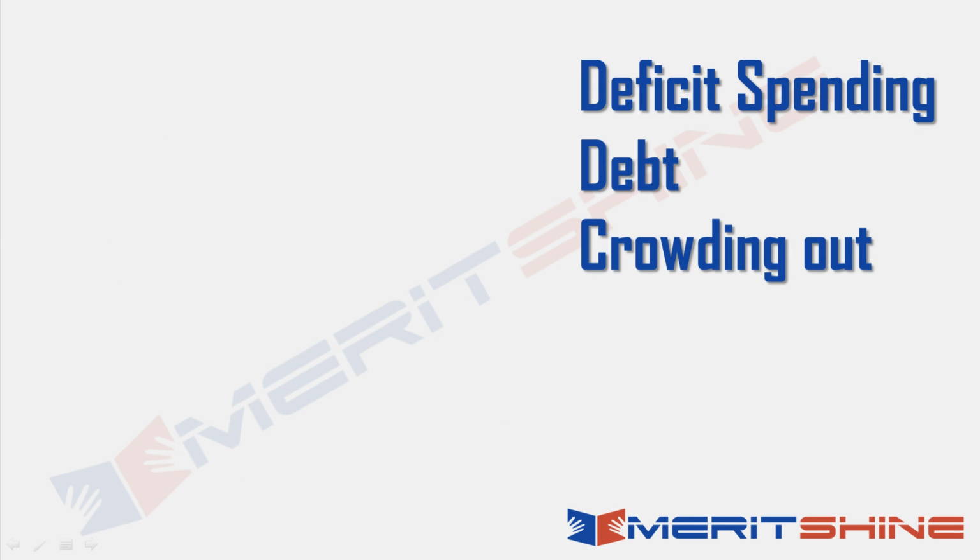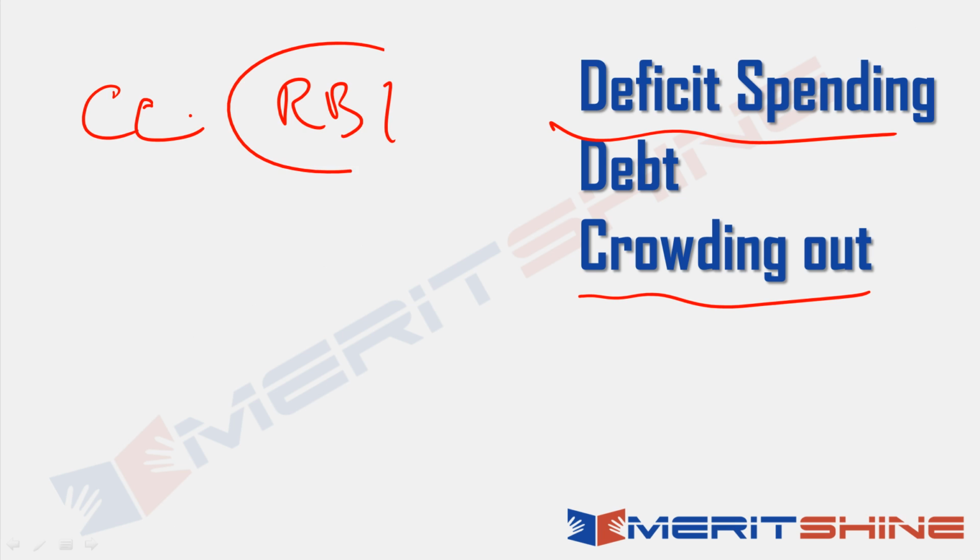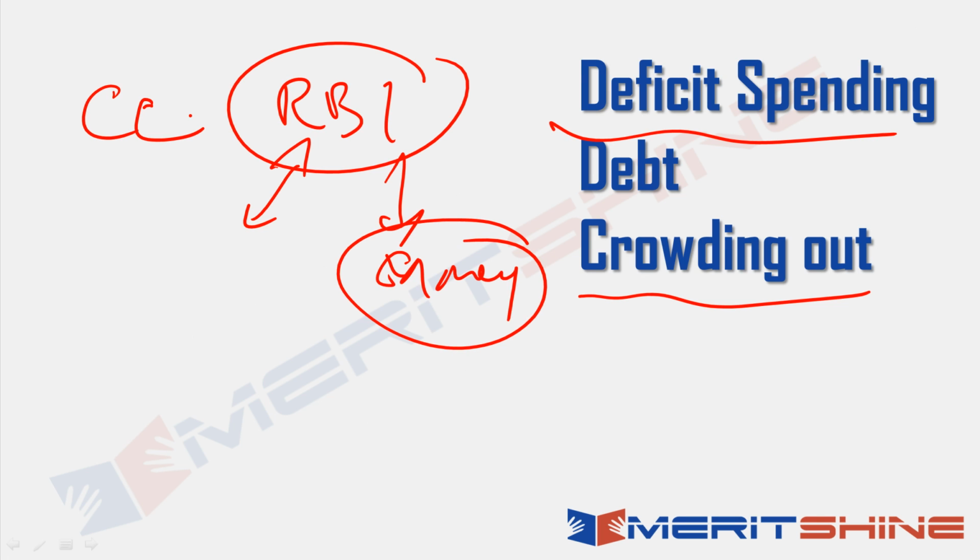Okay, now this is crowding out and deficit spending. Now I told you that its credit card is RBI. So what does RBI do? It buys bonds from it, and if it buys bonds, it gives out money in the system, right? So money is given out to the government. Now if more and more money is given out, what will happen?